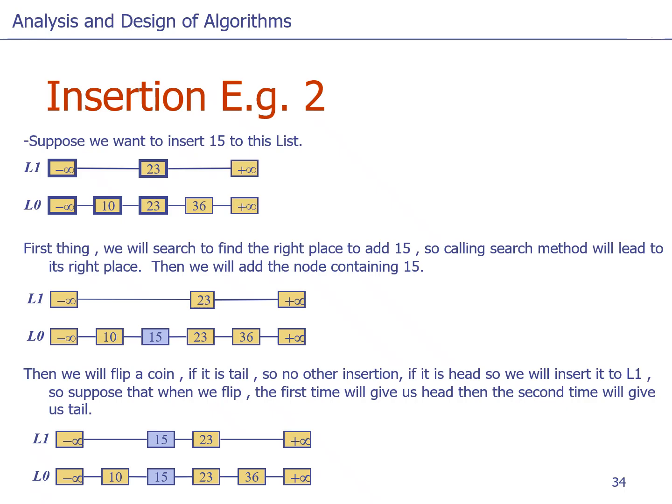Instead, while I'm standing on the minus infinity, I check the next node, which is the 23 node in layer 1. Since 15 is less than 23, I will follow the reference from the minus infinity in layer 1 to the minus infinity node in layer 0, and then I will move forward in the linked list to insert the 15 in the right place. And then I toss a coin. If I get a head, I will insert the 15 in the above layer.